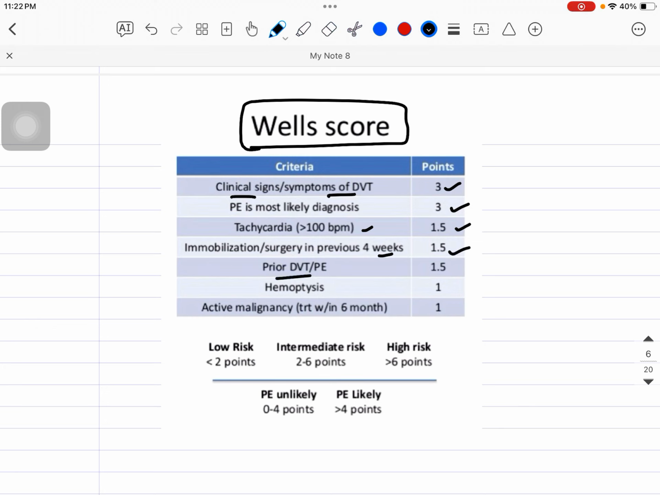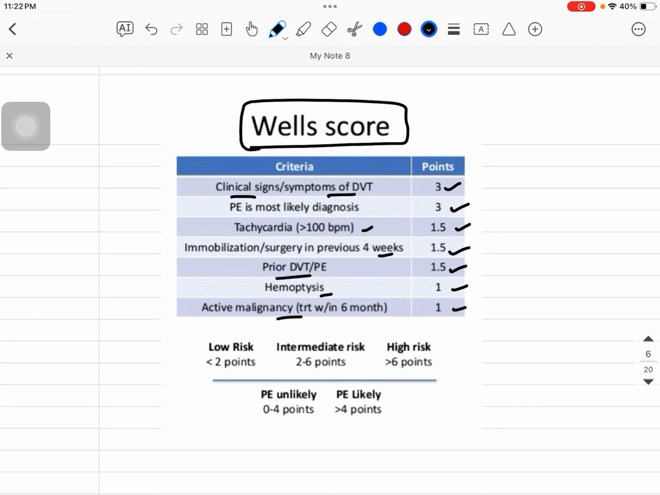Again, if the patient has a history of pulmonary embolism or DVT in the past, then we give 1.5 points. If the patient is complaining of hemoptysis, we give 1 point. And if the patient has a history of malignancy, then obviously we give 1 point.